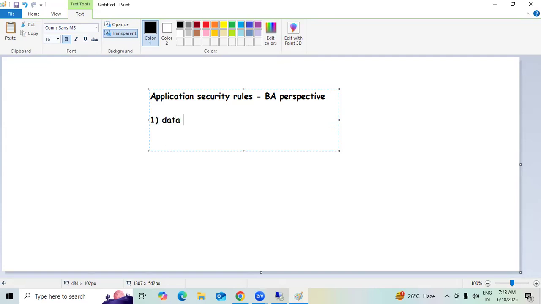The first one is data protection. Data protection is a key factor when we are developing an application, because we are managing large-scale data from the customer. This data can be sensitive, like customer information or financial data, which is a primary concern.